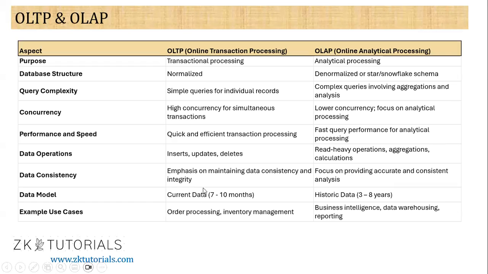OLTP emphasizes maintaining data consistency and integrity. OLAP focuses completely on providing accurate and consistent analysis. Inside OLTP, the data is current data only, like about 5 to 10 months of data. OLAP holds historic data for about 3 to 8 years. Some examples of OLTP are order processing and inventory management. And OLAP is business intelligence, data warehousing, and reporting. So is it clear, OLTP and OLAP?